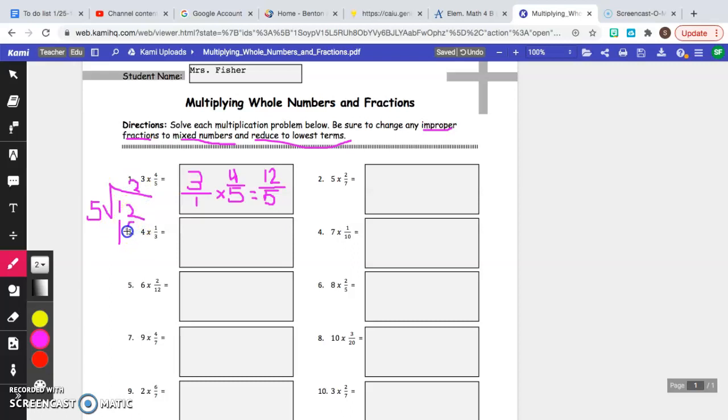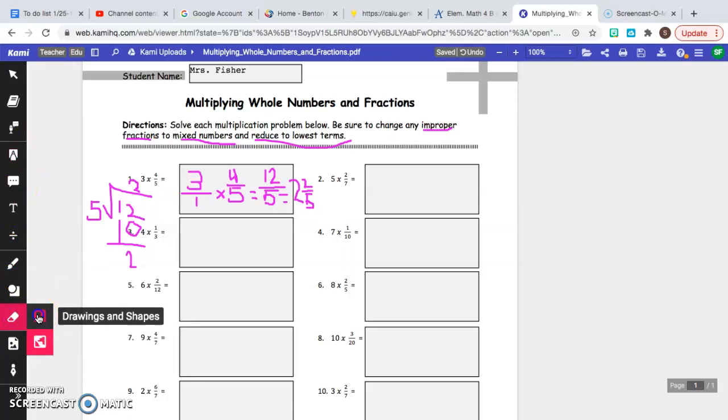So I'm going to make my 10. 12 minus 10 is 2. So my whole number would be 2. In my fraction, I have 2 left over 5. And I can't reduce, and this would be my answer, 2 and 2/5. Let me get my eraser and erase this quickly. Thank you for bearing with me.